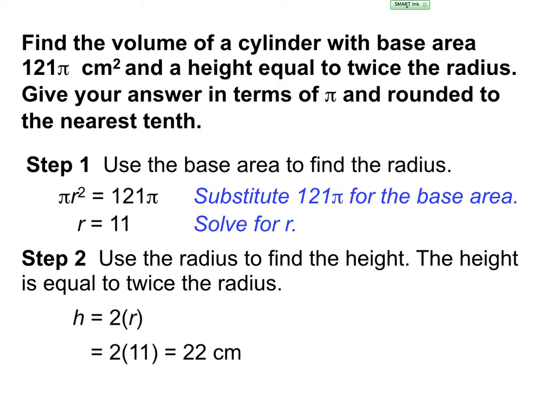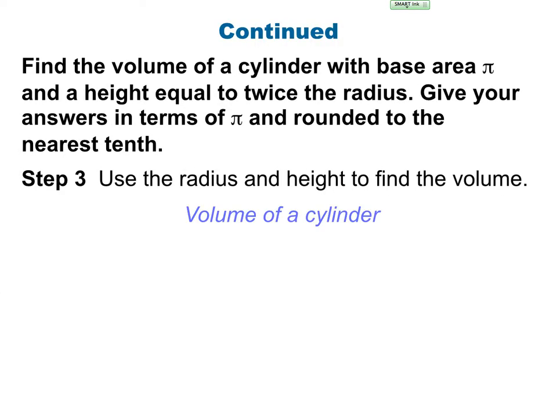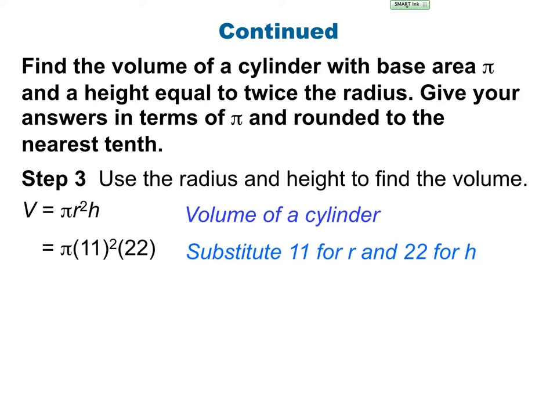So now you should be able to calculate pi times radius squared times 22. It should come out to be 2,662 times pi, or 8,362.9. Okay? Cylinders good?